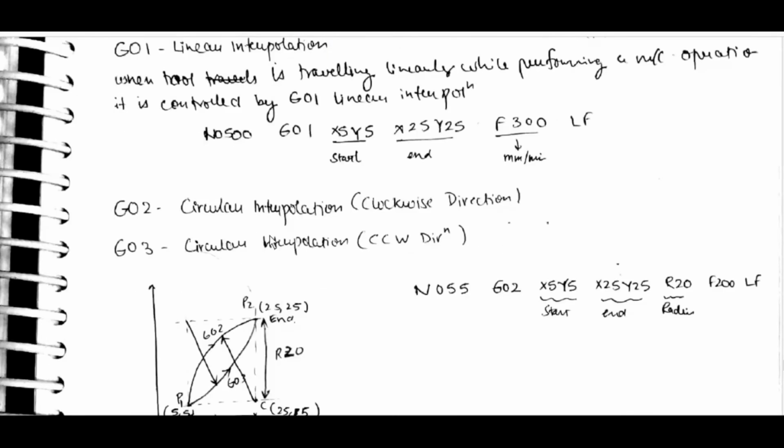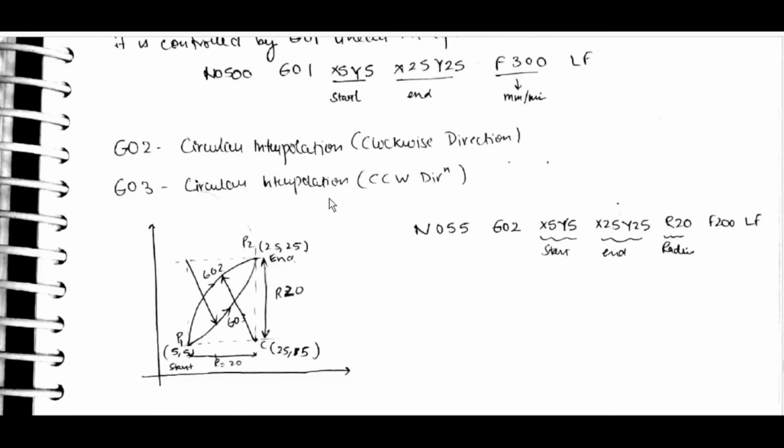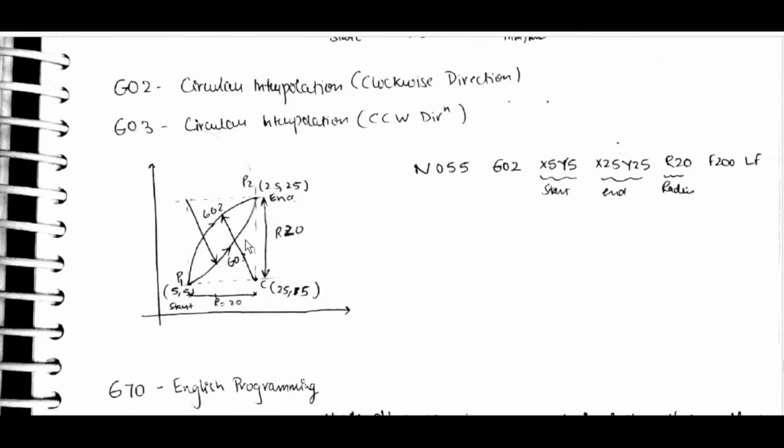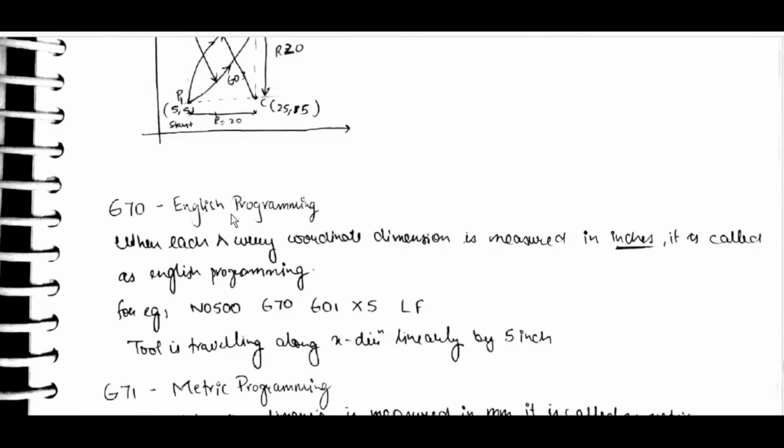G02 circular interpolation, clockwise direction. G03 circular interpolation, counterclockwise direction. For example, G02 X5: this is the start, this is the end, this is the radius. Depending on clockwise, if it is G02, this will be the center. If it is counterclockwise, this will be the center, and the radius remains the same. It will be like this, counterclockwise or clockwise, depending on that.